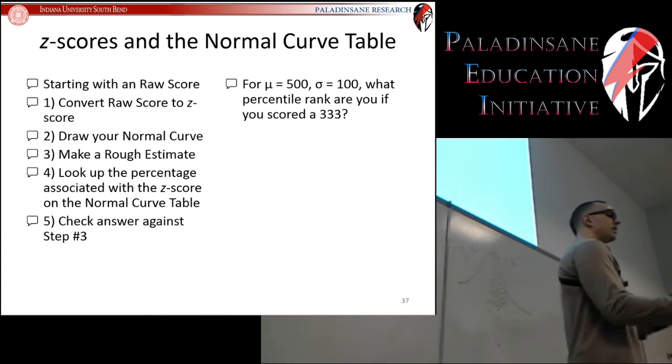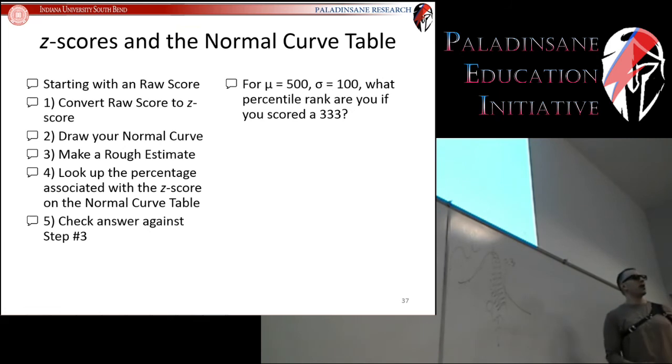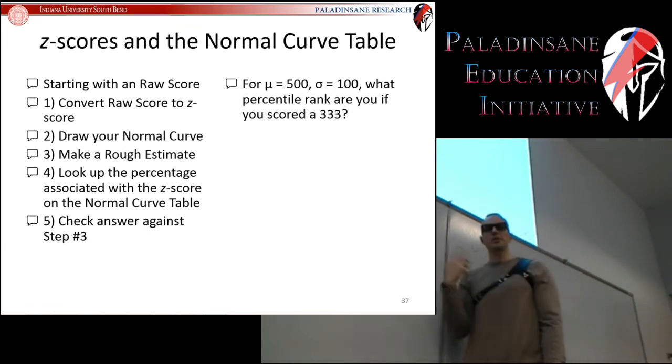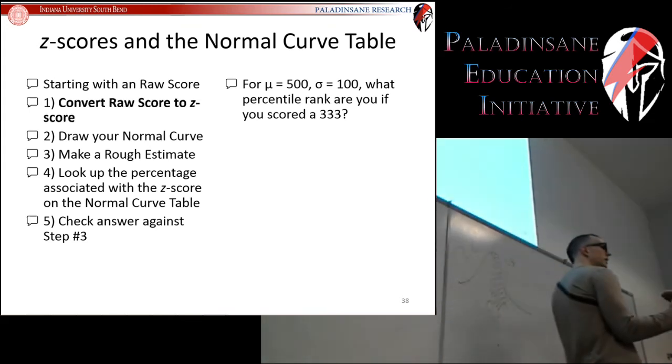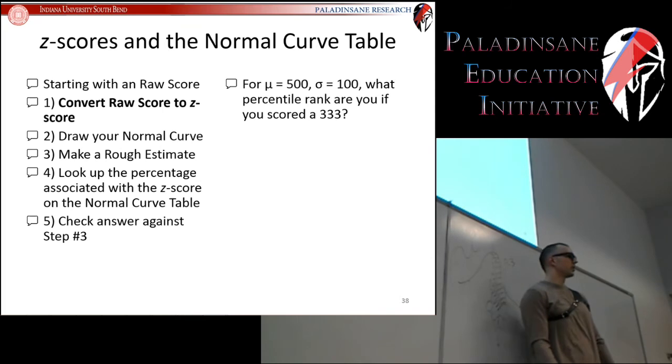What's the percentile rank for 333? Basically, how well did you do compared to the rest of the population? Well, the first thing we're going to do is take our raw score, that 333, and convert it into a z-score.